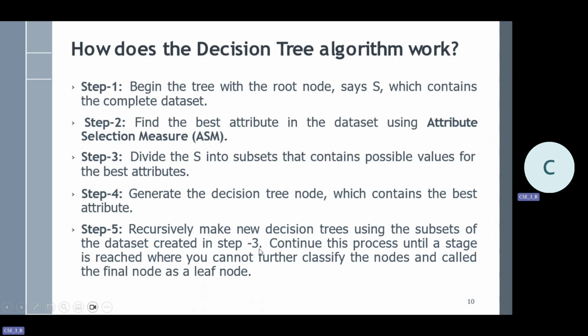First, we have to choose the root node. Then once the root node is chosen, we partition the data set according to the possible attribute values related to the root node. And then we continue this process until a stage is reached where we cannot further classify the nodes, and we call the final node a leaf node.